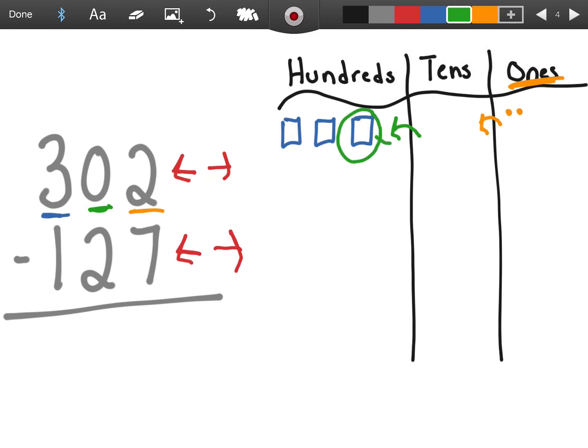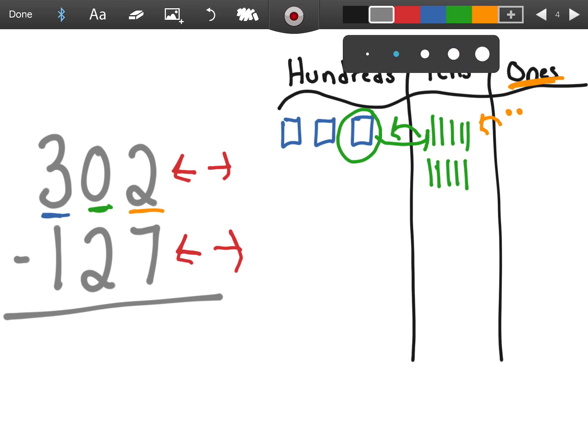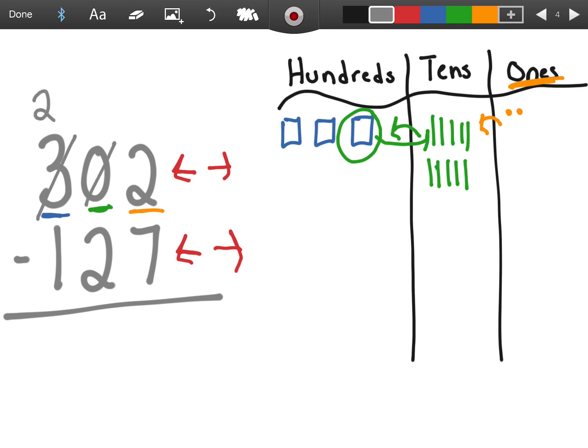So we take a 10 and we move it on over here and draw it into our chart. 1, 2, 3, 4, 5, 6, 7, 8, 9, 10. So before we do anything else, let's show what we just did. We couldn't take 7 away from 2, so we called up the tens and asked to borrow some, but it didn't have any to give us. So then we had to borrow from the hundreds place. So the hundreds place gives the 10. So the 300 becomes a 200, and the 0 then becomes 10, because we now have 10 tens over here.